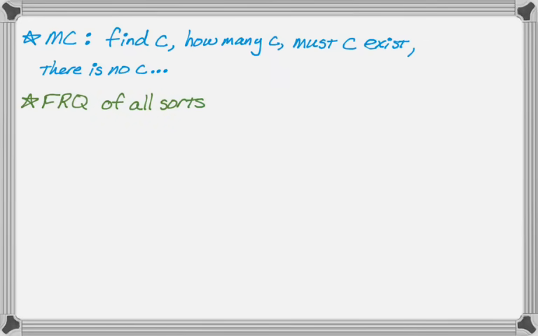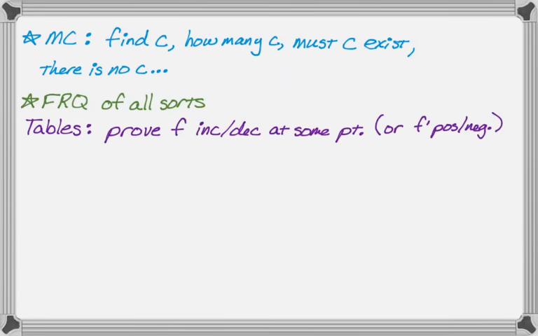FRQs, all over the place. For example, on tables, you might be asked to prove that f is increasing or decreasing at some point on an interval. You can definitely use the mean value theorem for that. Or just prove that f prime is positive or negative, or to show that f prime is not always positive on an interval or not always negative on an interval. Use the mean value theorem to find a point where it contradicts that. You'll also be asked to show that f prime of c is equal to a number. That's actually the most common thing, and a lot of other stuff.